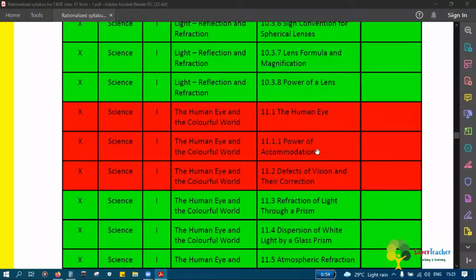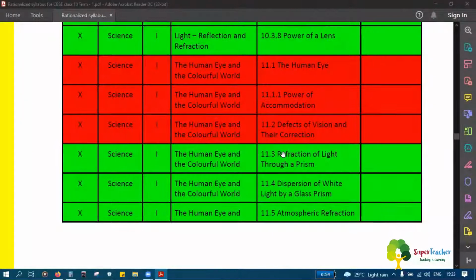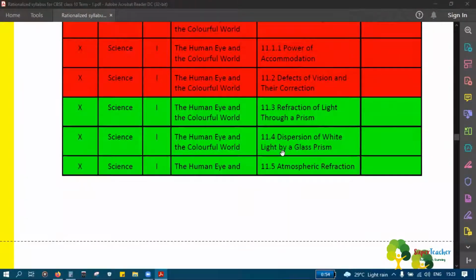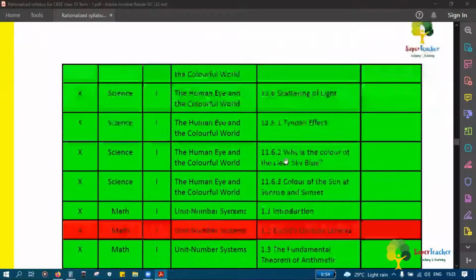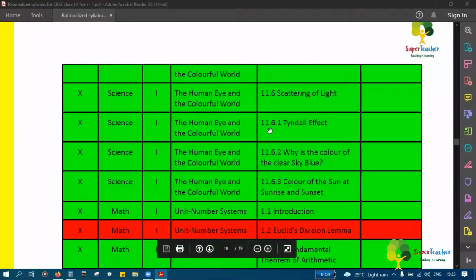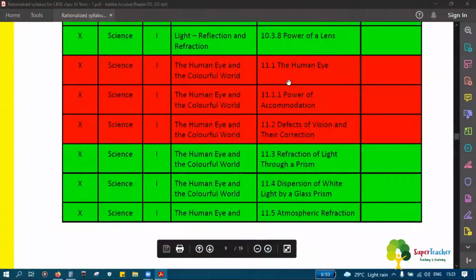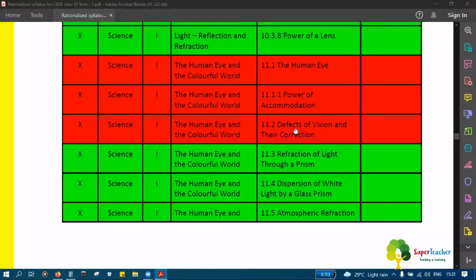But after that, the other concepts of this chapter are present, which are refraction of light through a prism, dispersion of white light by a prism, atmospheric refraction, scattering of light, Tyndall effect, why the color of the sky is blue, and color of the sun at sunrise and sunset. So all these are present, only three concepts are removed from the physics chapter, the human eye and the colorful world.